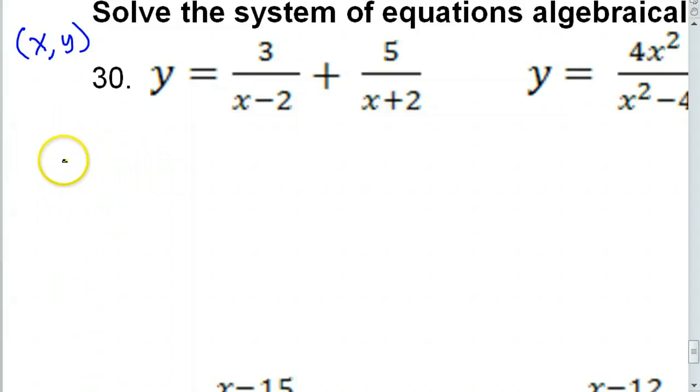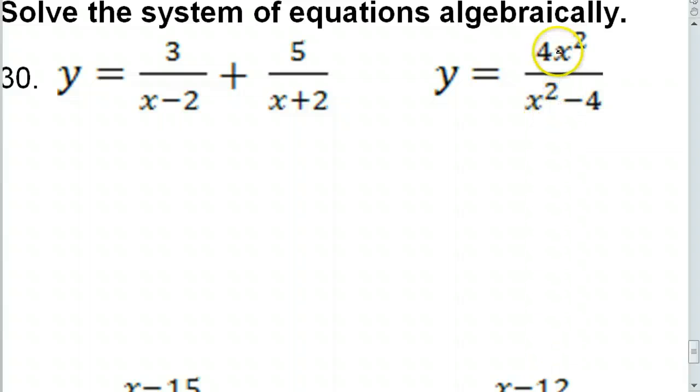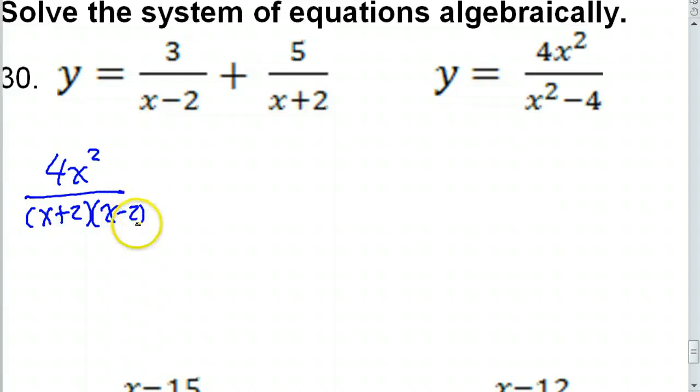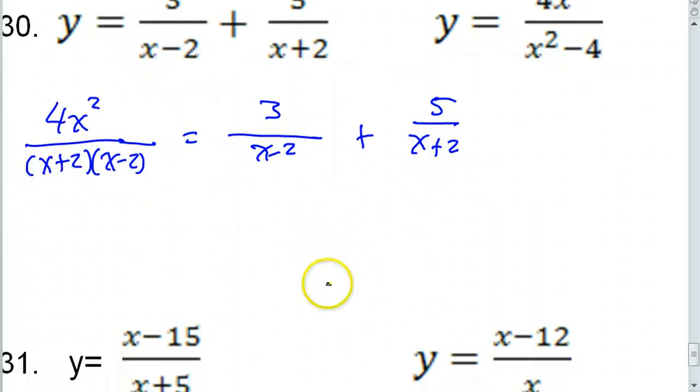All right, so we're going to take the one side. For some reason, I feel like putting the 4x squared first, so I'm going to do that. This factors nicely, x plus 2, x minus 2, so I definitely want to do that. Okay, so there's that one. And I'm setting it equal to the other one, equal to 3 over x minus 2 plus 5 over x plus 2.